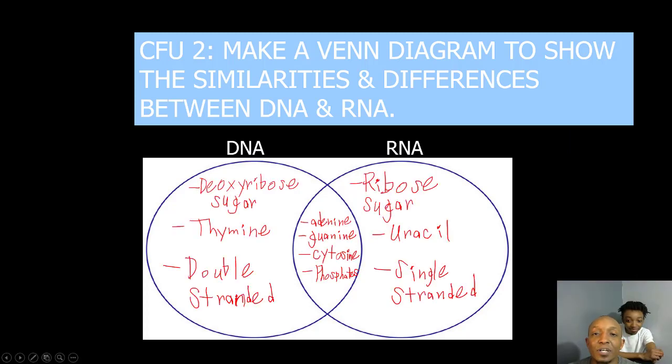We're back once again, ladies and gentlemen, and let's go ahead and check and see how you did on your second check for understanding. So Jordan, what is the difference between DNA and RNA? DNA has deoxyribose sugar, and RNA has ribose sugar. And then DNA has thymine, and RNA has uracil. And then DNA is double-stranded, and RNA is single-stranded. Good. And what do they have in common? They both have adenine, guanine, cytosine, and phosphate. Very good, sir. Alright, let's continue with our material.